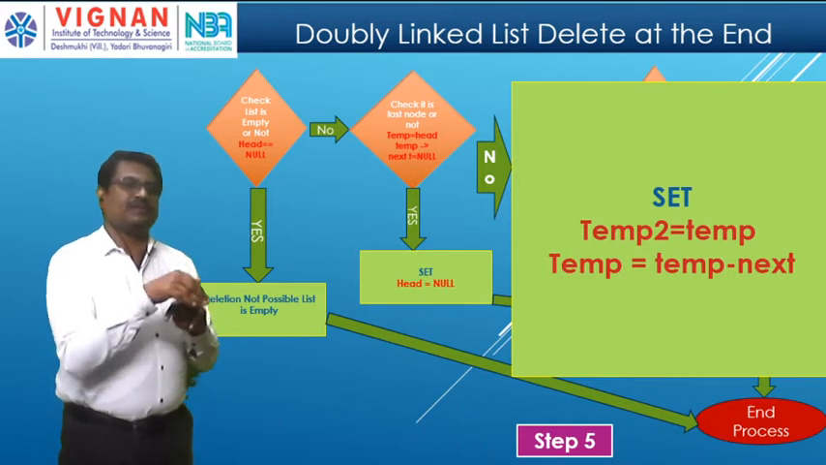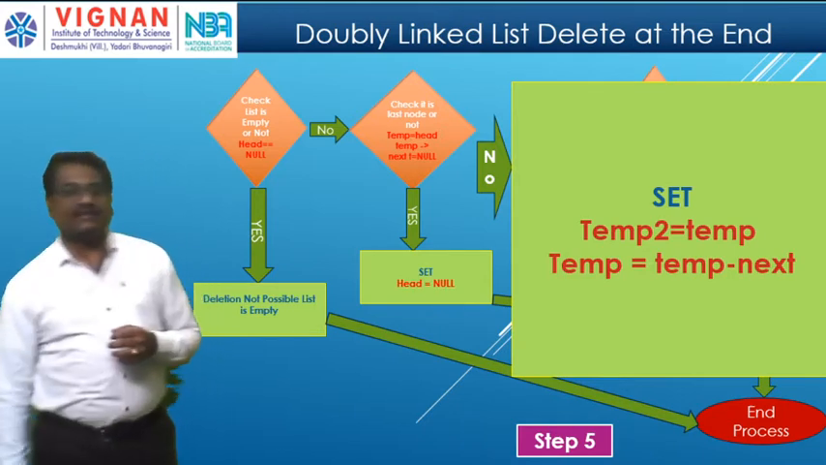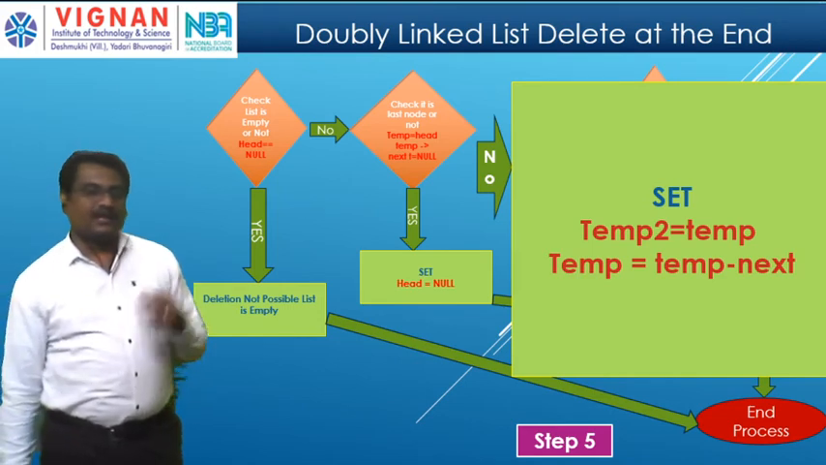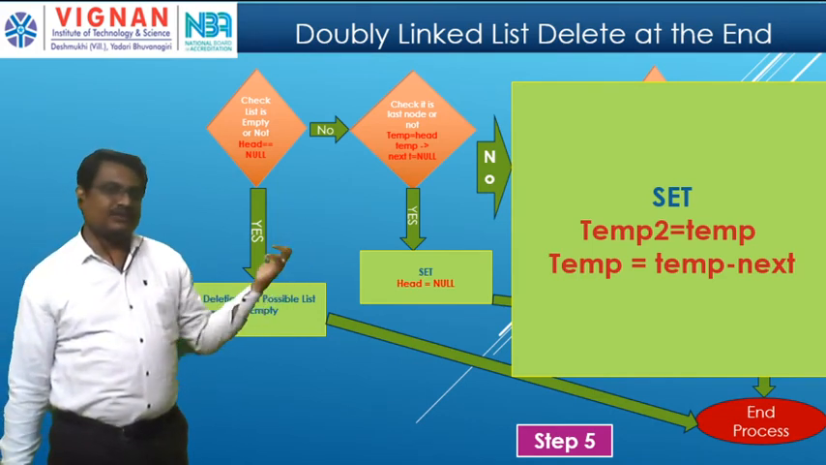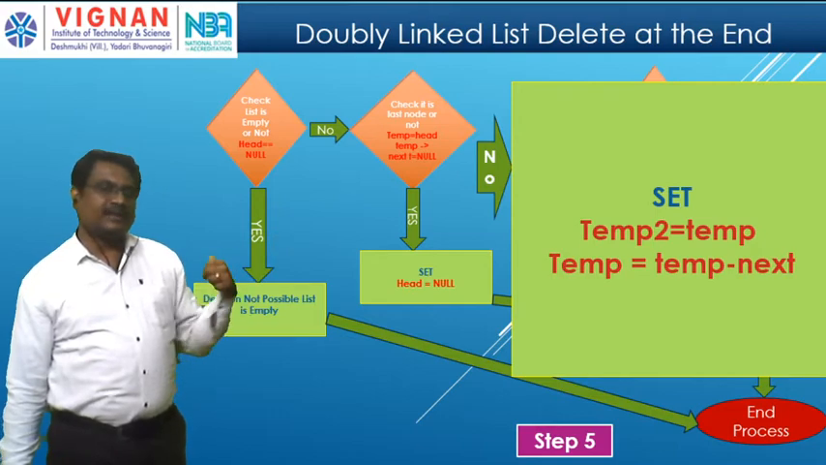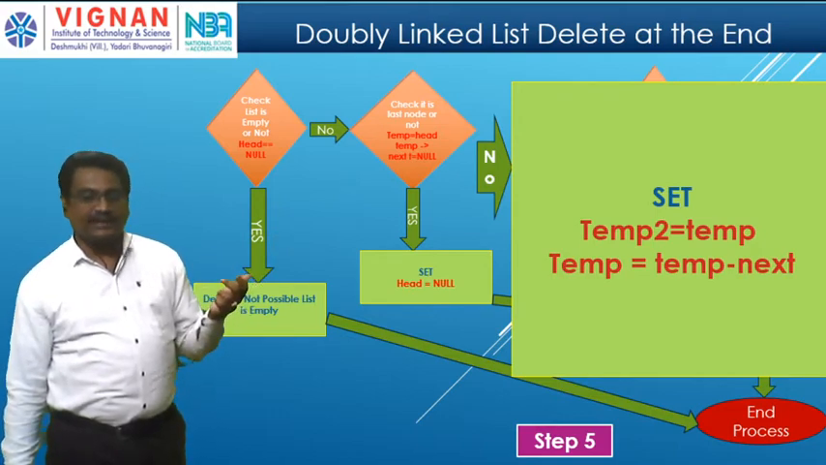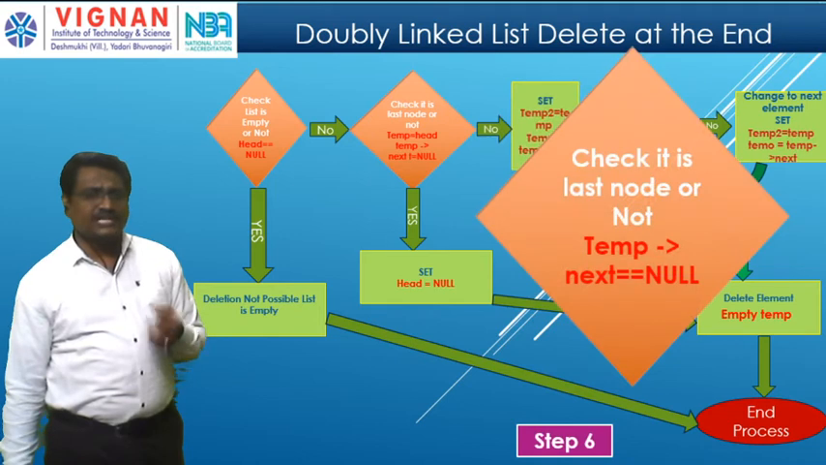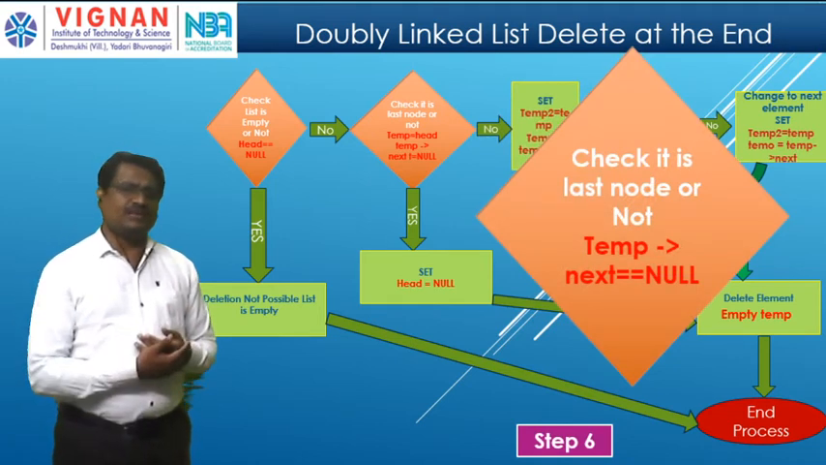So temporary 2 will become the next temporary variable. So let's see how it happens. Now I store the temporary value into temporary 2. Next, temporary next will be stored in temporary. Now I am checking whether the next element of temporary exists.